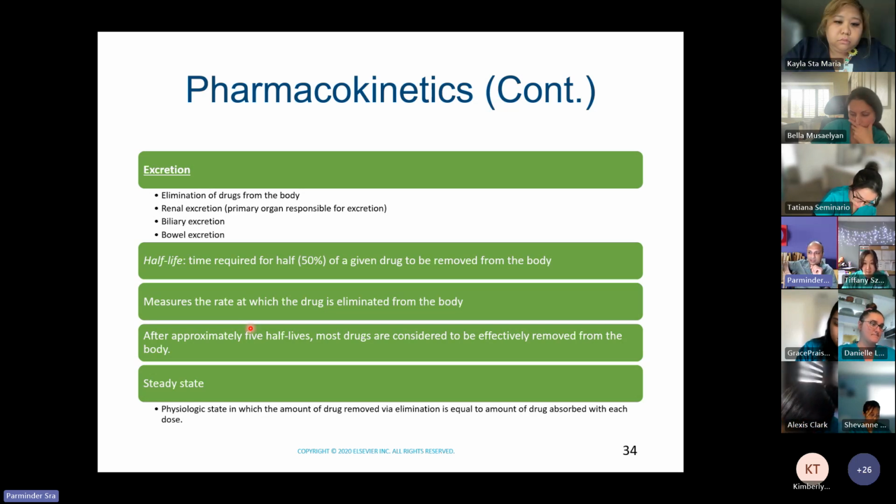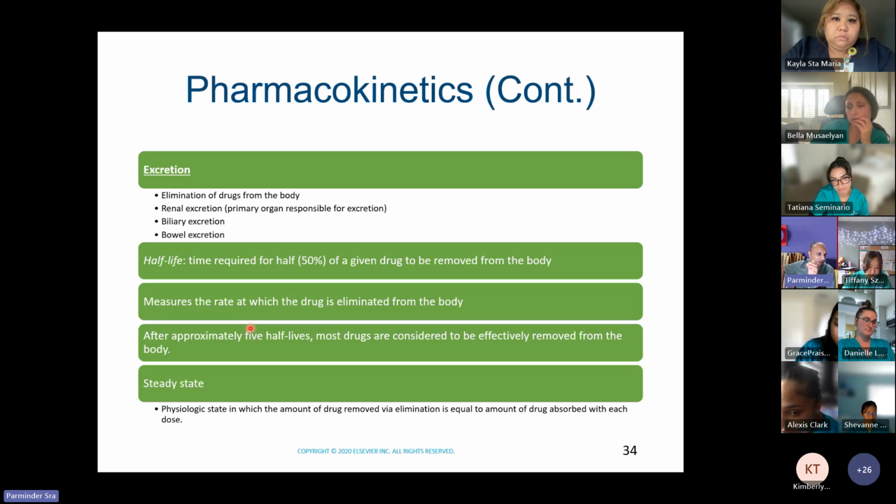Then how do you calculate it? Let me give you an example. That's important, guys. Remember it, okay? Suppose you gave a patient 400 milligrams of ibuprofen, and its half-life is 5 hours. How much drug is left in the body after 5 hours? 200. Good job.